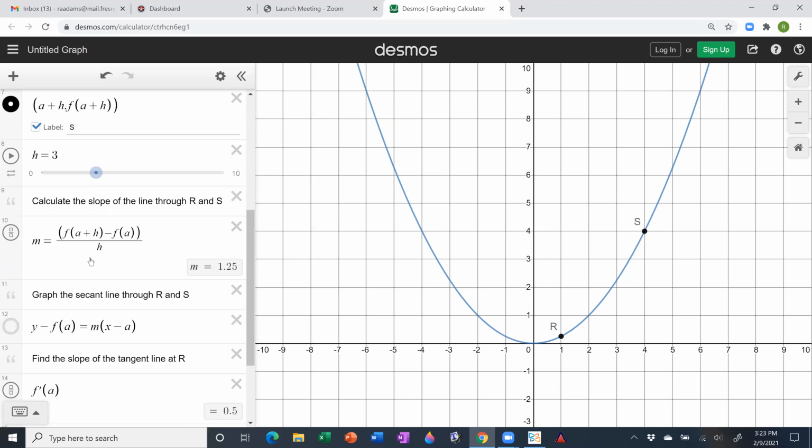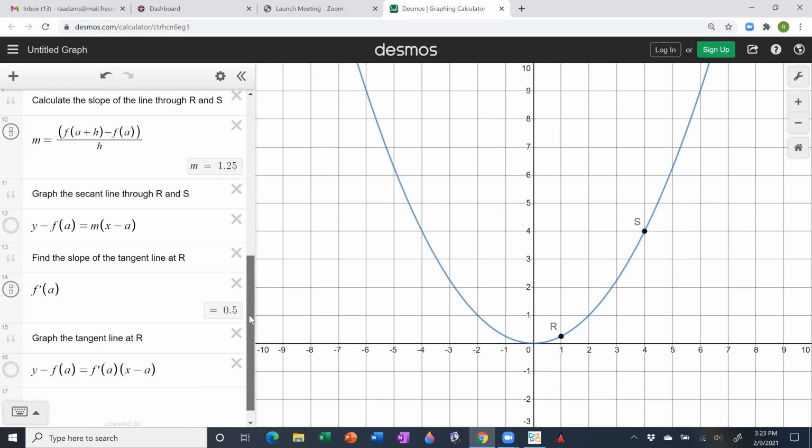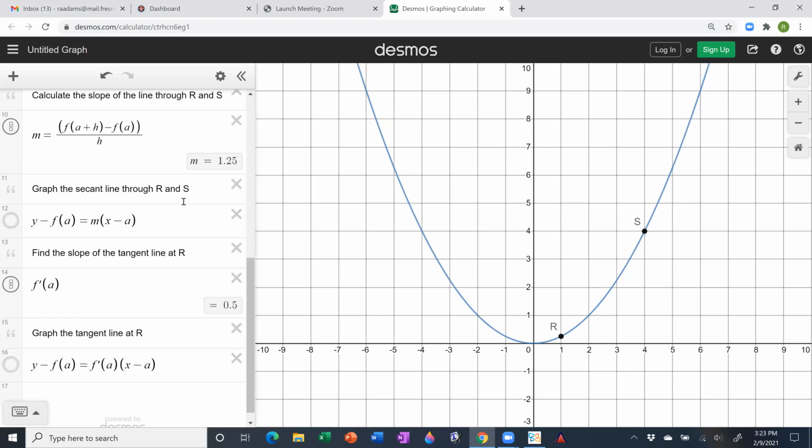Then what we want to do is calculate the slope of the line through r and s. And remember that a line that goes through two separate points, we call that the secant line. So I've got that worked out. m is, and this is just that definition of the average rate of change, f of a plus h minus f of a over h. And so this calculates the slope. We can see that right now the slope looks like it's 1.25. Okay, and then graph the secant line through r and s.